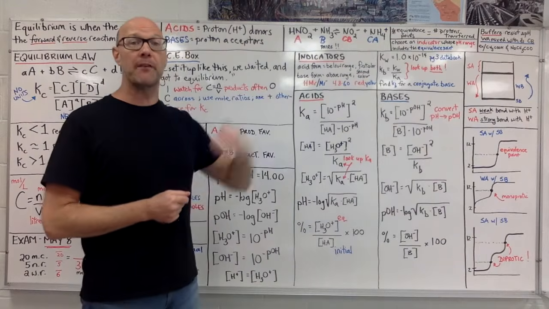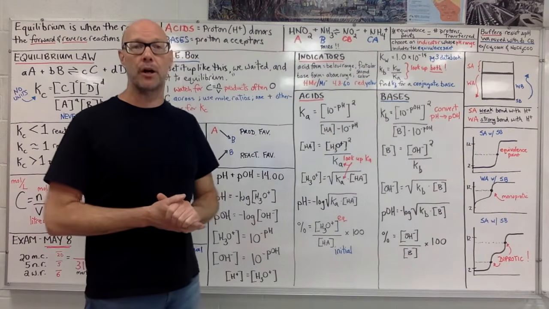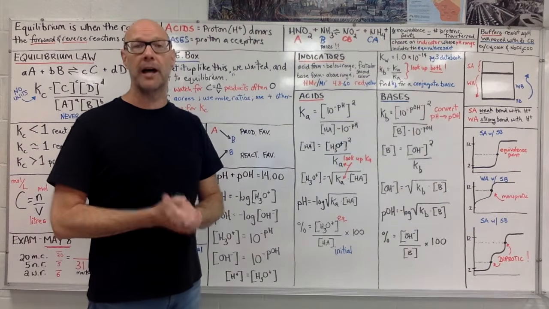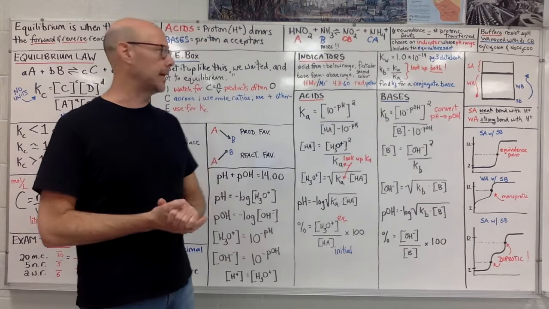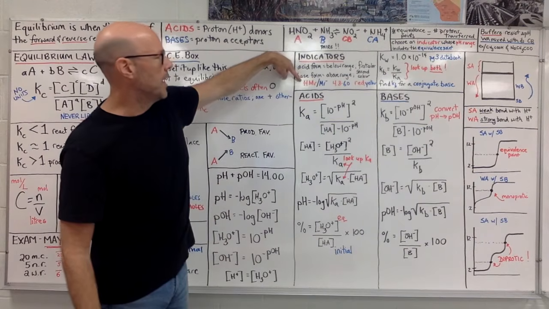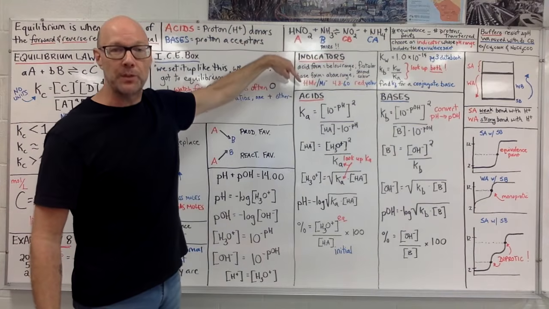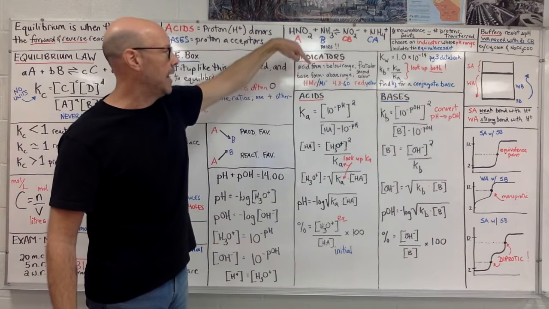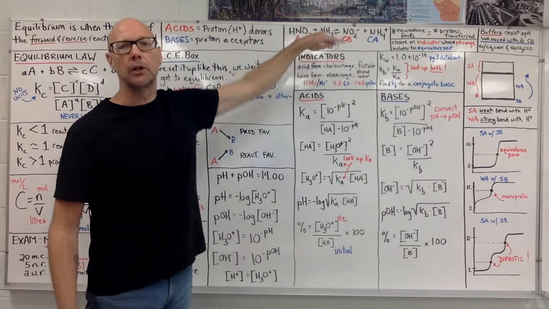If we're deciding that we have products favored, then whatever version of the indicator is on the product side, that's the color that we'll have. Or if it's reactants favored, it's the reactant version of the indicator. Important thing is, the first color listed in the data booklet corresponds with the acid version of the indicator, and the base version of the indicator is the second color listed.